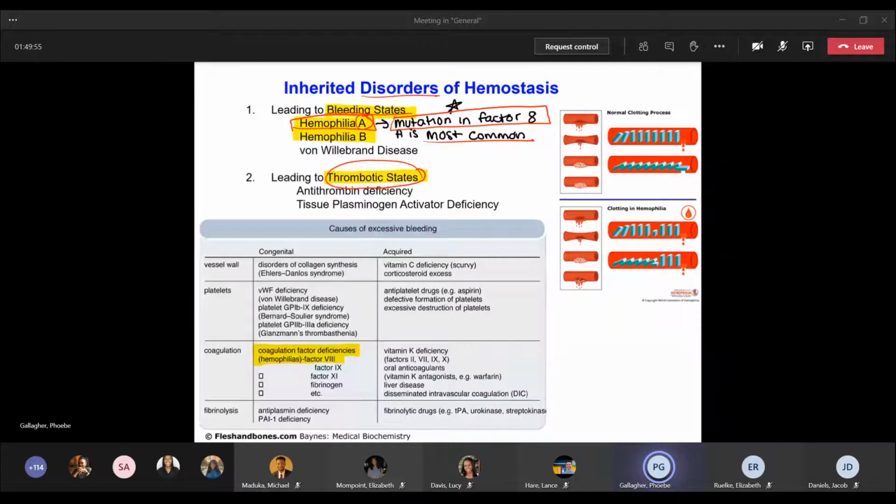And I just noticed there's a question in the chat. What's the purpose of cleaving between 323, 324 if we want those two segments together anyways? Are you talking about thrombin?